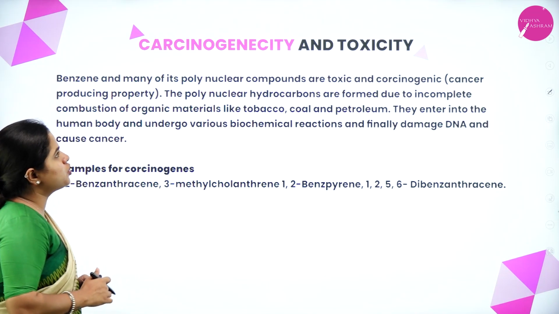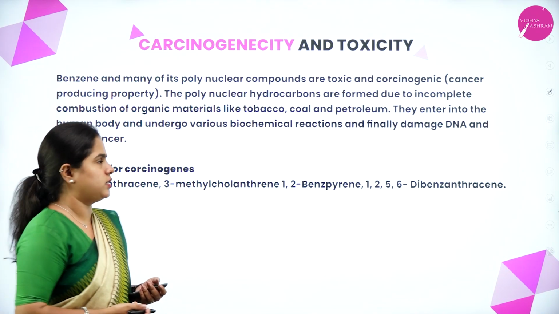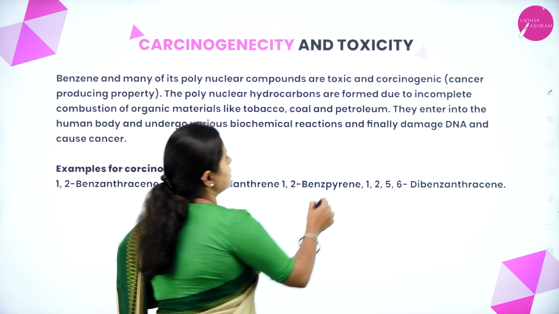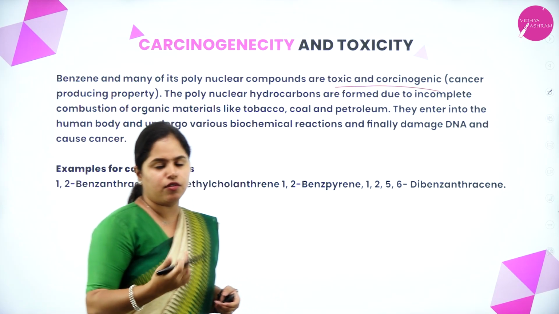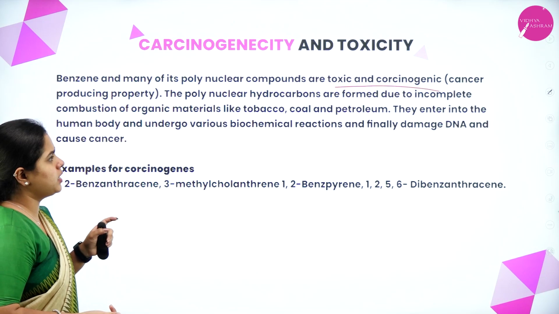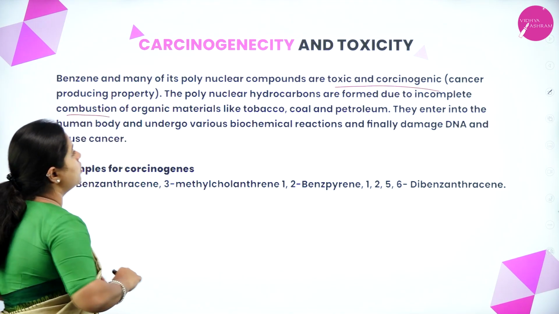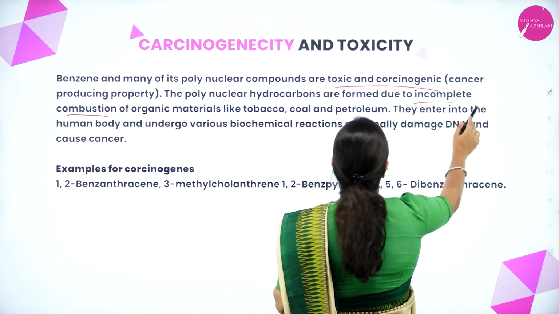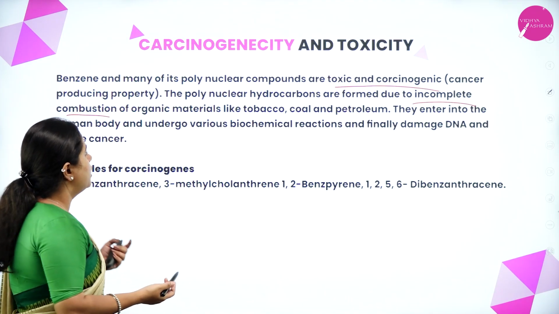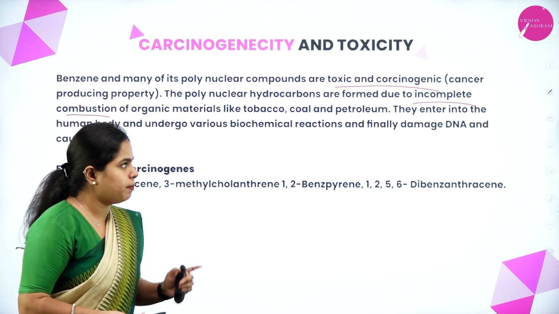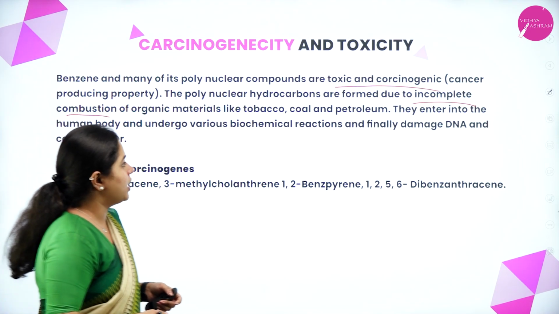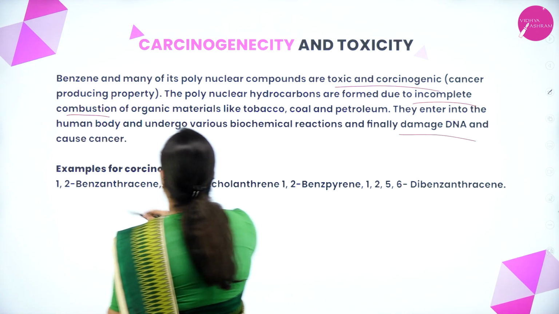Right. Now, moving on to the last topic, that is carcinogenicity and toxicity. So, benzene and many of its polynuclear compounds are toxic and carcinogenic. That means they cause cancer, which we have already discussed. The polynuclear hydrocarbons are formed due to incomplete combustion of organic materials, right? Organic substances, when they undergo incomplete combustion, form these carcinogenic substances, for example, tobacco, coal and petroleum. They enter into the human body, undergo various biochemical reactions, and finally damage the DNA and cause cancer.